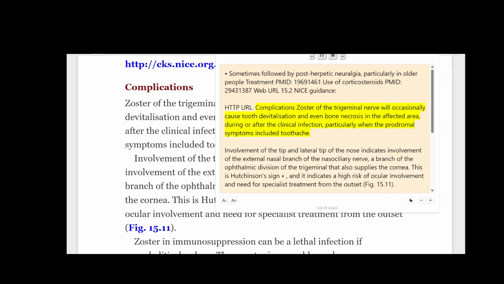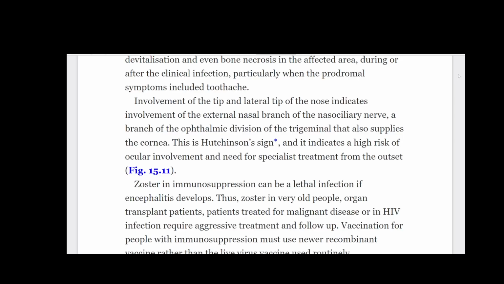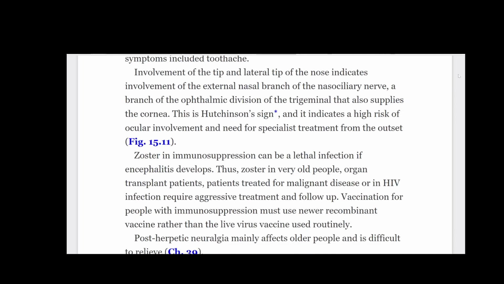Complications: zoster of the trigeminal nerve will occasionally cause tooth devitalization and even bone necrosis in the affected area, during or after the clinical infection, particularly when the prodromal symptoms included toothache. Involvement of the tip and lateral tip of the nose indicates involvement of the external nasal branch of the nasociliary nerve, a branch of the ophthalmic division of the trigeminal that also supplies the cornea. This is Hutchinson's sign, and it indicates a high risk of ocular involvement and need for specialist treatment from the outset. Fig. 15.11.